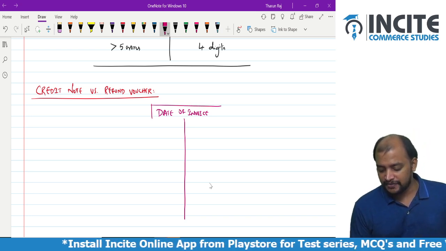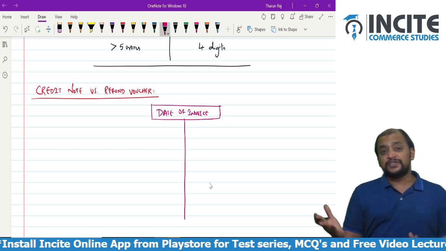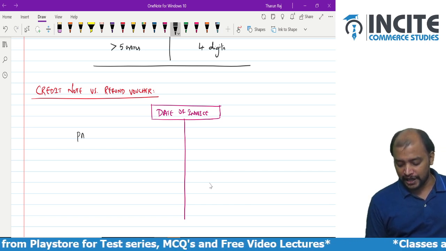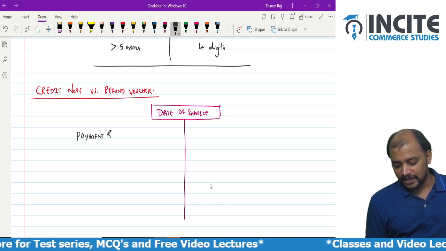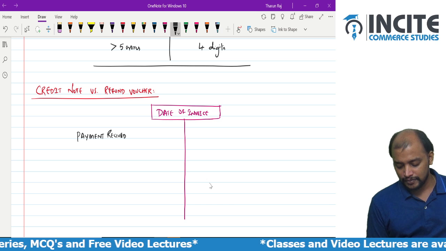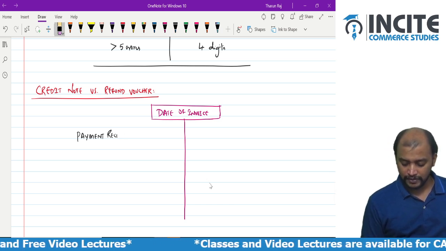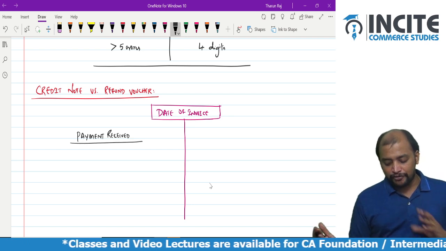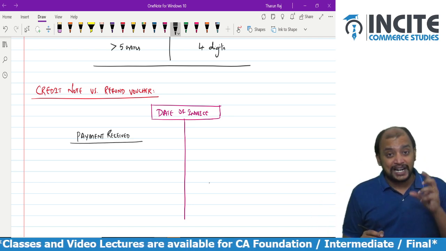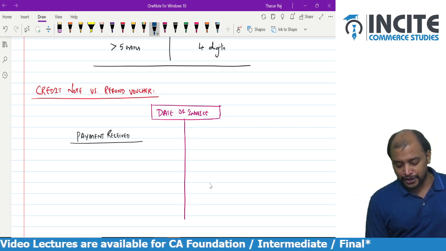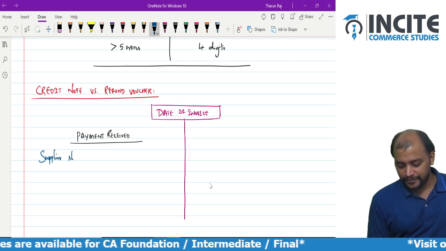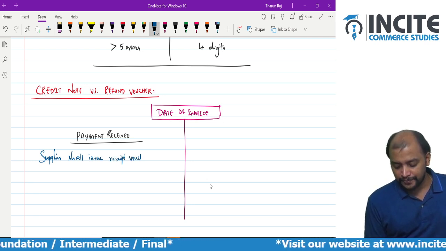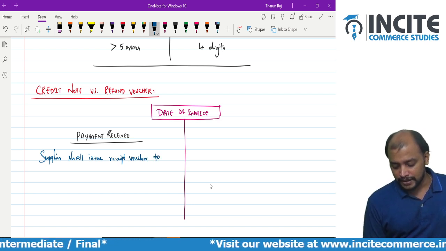Before the date of invoice, okay. If the payment is received before the date of invoice, then in that case, the supplier shall issue a receipt voucher to the recipient. Supplier shall issue receipt voucher to recipient.